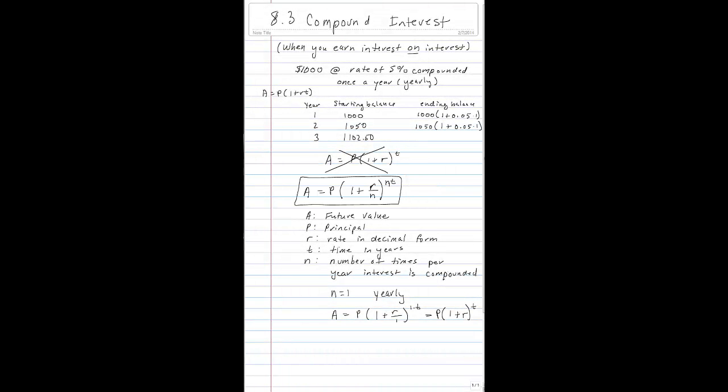instead of memorizing a special case situation. If interest is compounded quarterly, that means 4 times a year, or N is equal to 4. If compounding happens monthly, then N is equal to 12. N is equal to 52 if we're compounding weekly, and again we'll use N is equal to 360 if we're compounding daily.